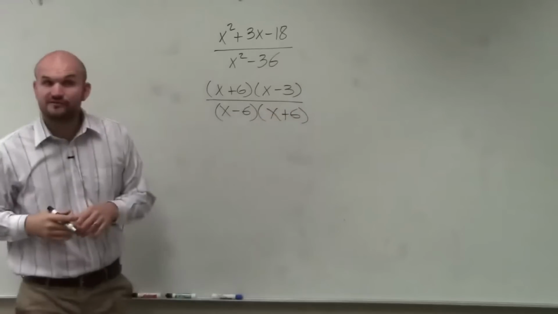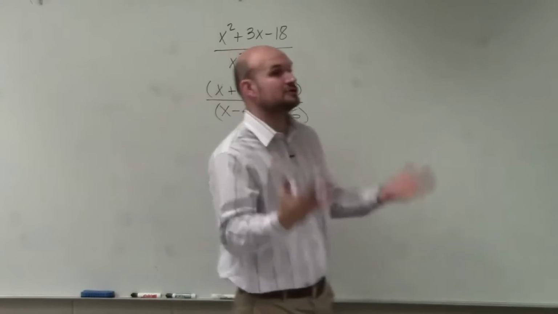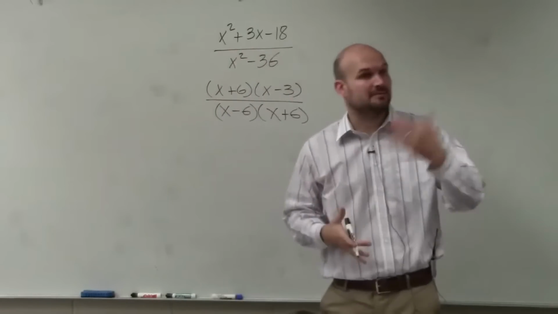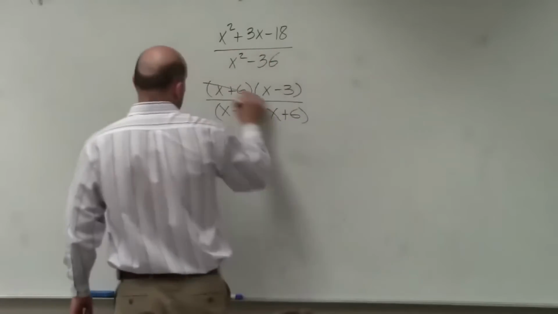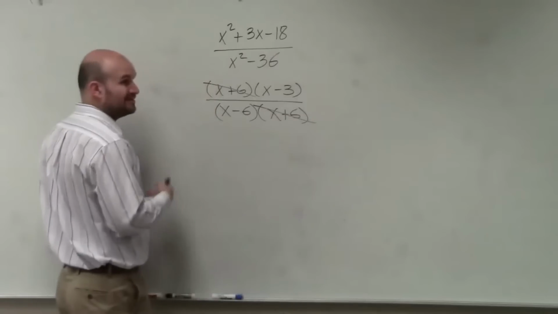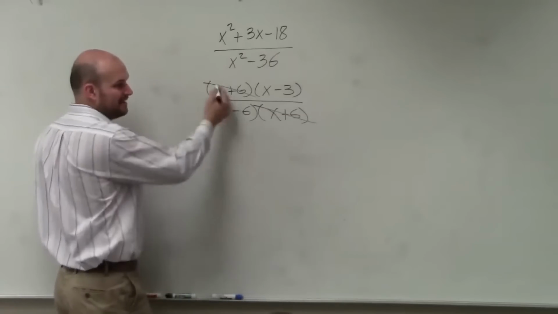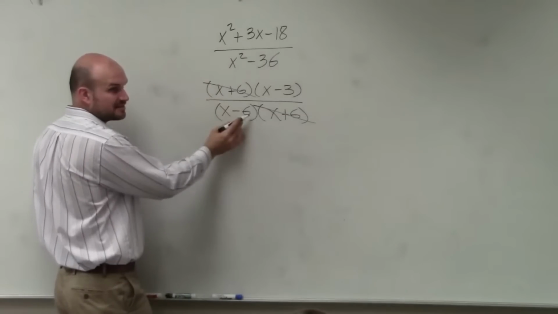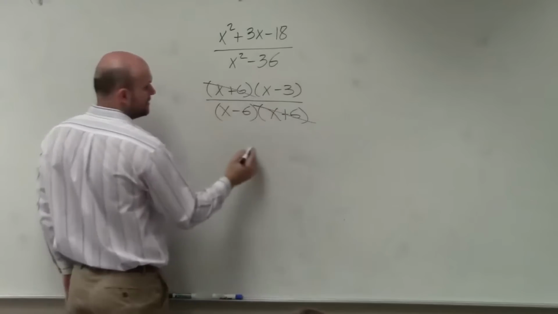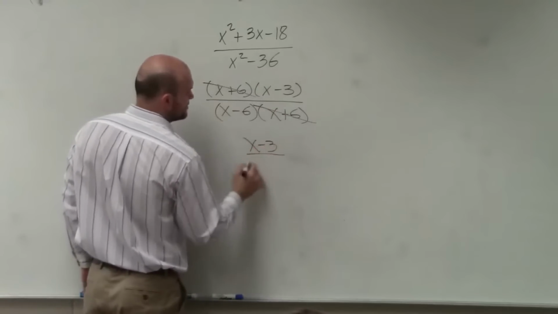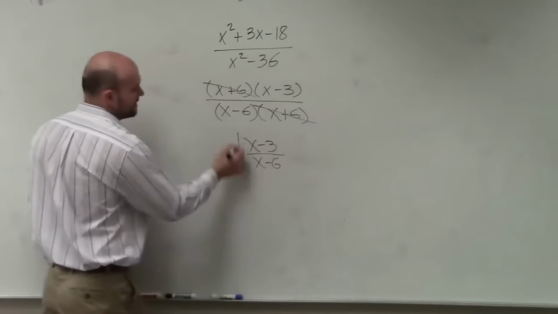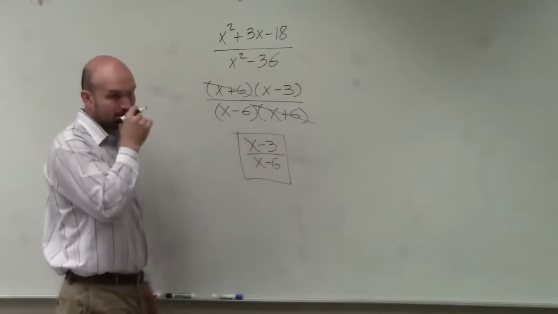Then we can apply the division property whenever we have a number or a term or an expression that's exactly the same in the numerator and the denominator. It divides to 1. Remember, they have to be exactly the same. You can't divide x plus 6 and x minus 6. So therefore, your final simplified answer is x minus 3 divided by x minus 6.